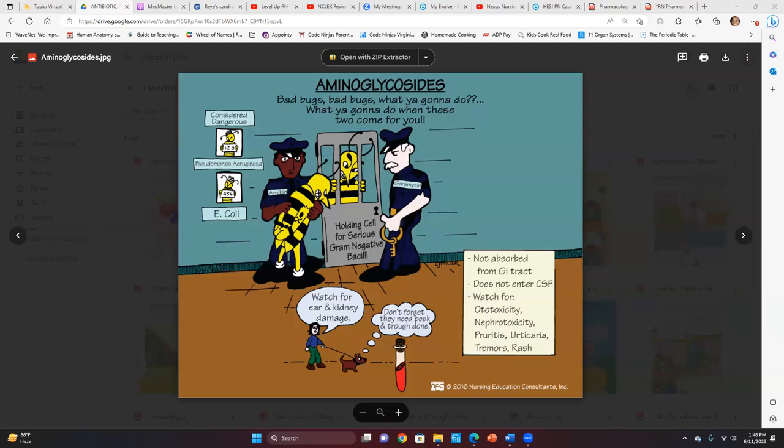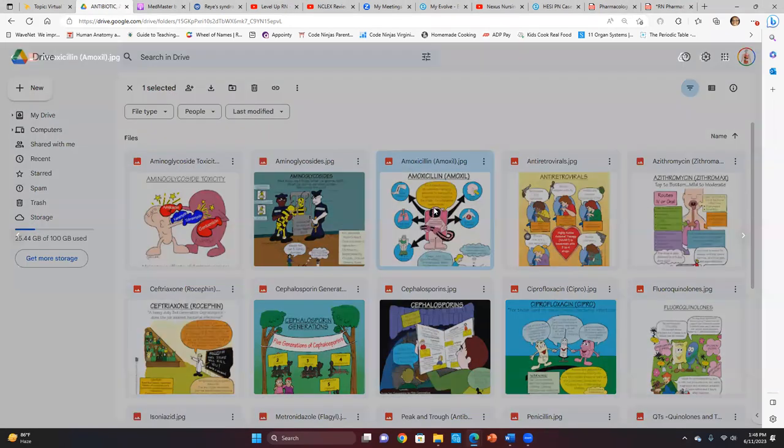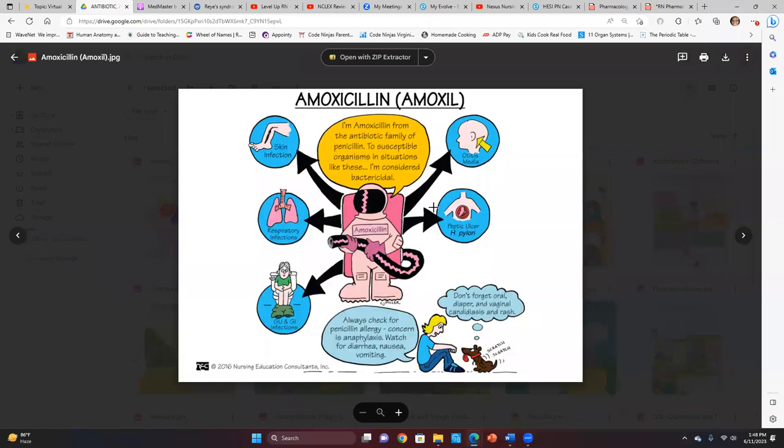Okay, there we go. All right, I'm going to jump now to penicillin. Okay, when we think penicillin, we're thinking penicillin, amoxicillin, ampicillin. Okay, I'm going to use this as my visual aid. So, again, the penicillin family. Not only penicillin, but amoxicillin, ampicillin.